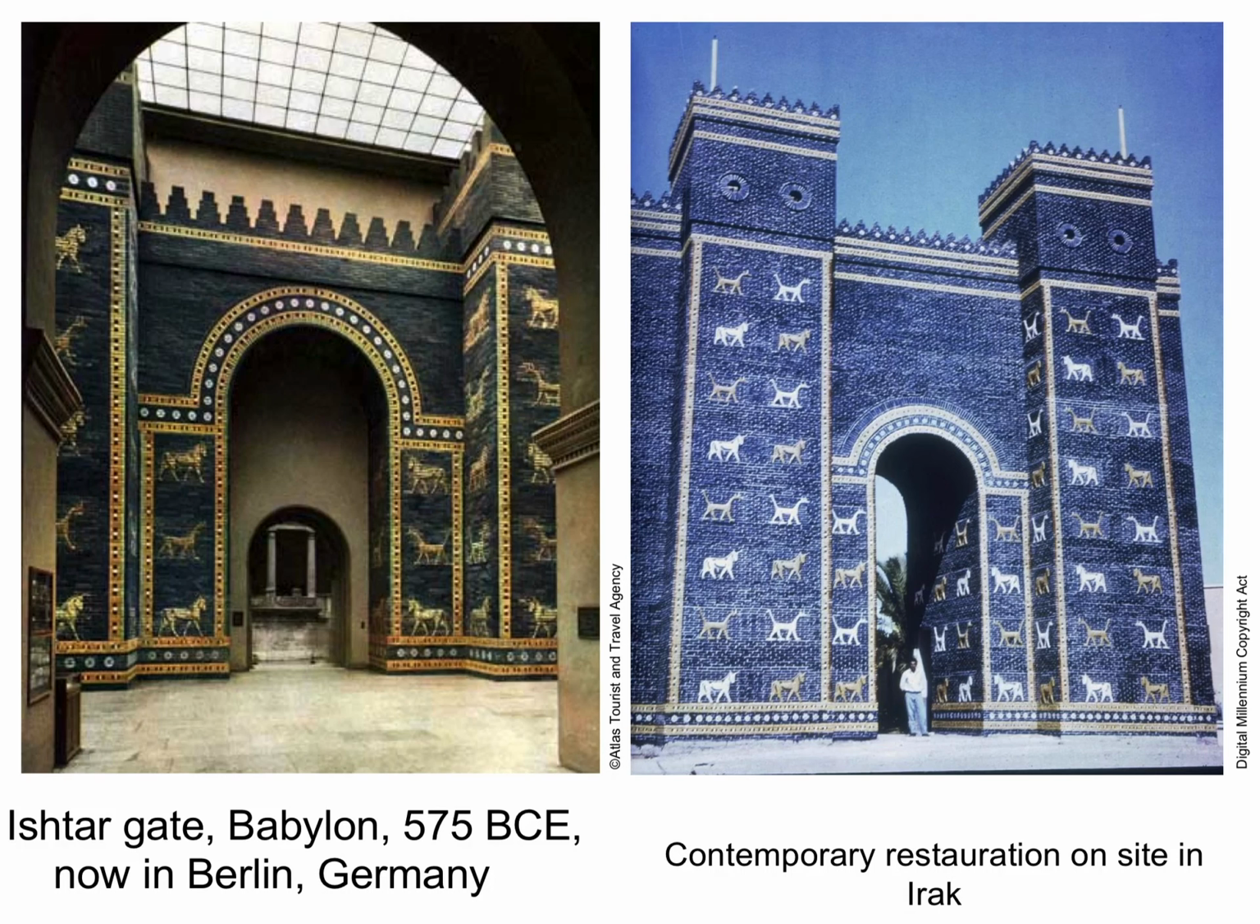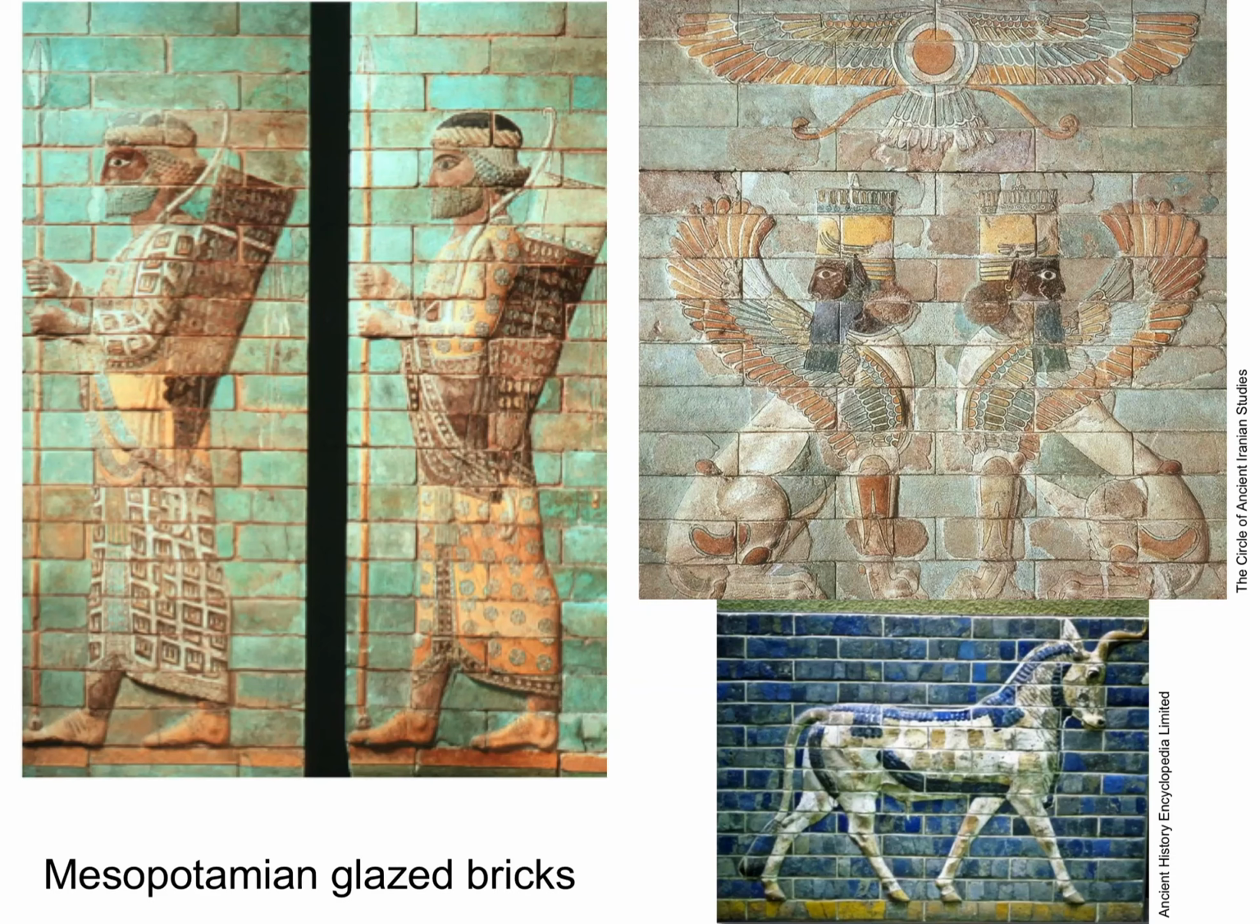I have shown you the Ishtar Gate in Babylon before. This is its reconstruction in a museum in Berlin, and also a contemporary restoration of the place in Iraq today. So the Mesopotamians were the first to invent glazes, as we have seen in the flux aesthetic, and a beautiful use of glazes are those glazed bricks that were used for the Ishtar Gate in Babylon and many other structures and buildings all over that part of the world.